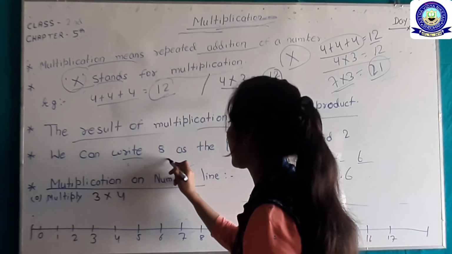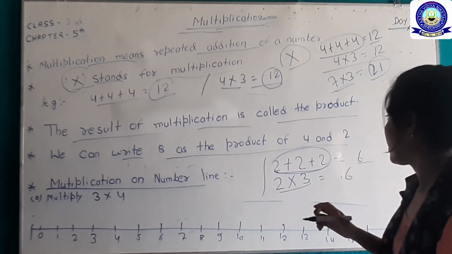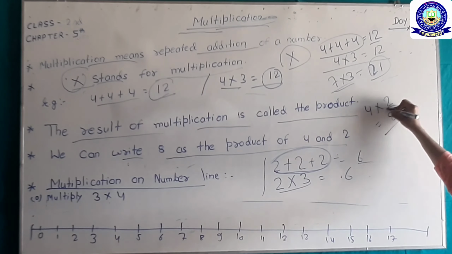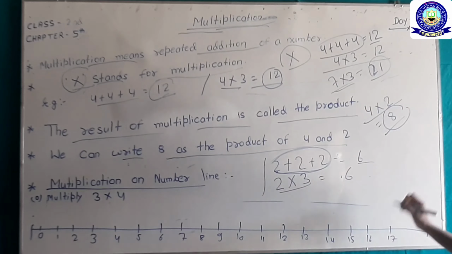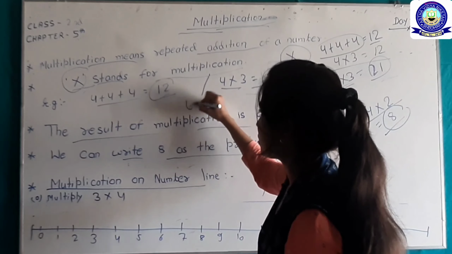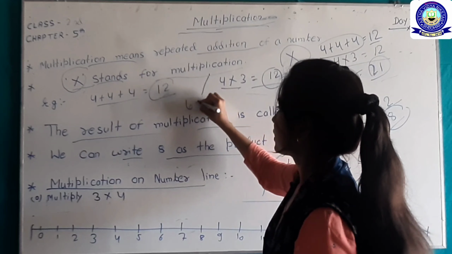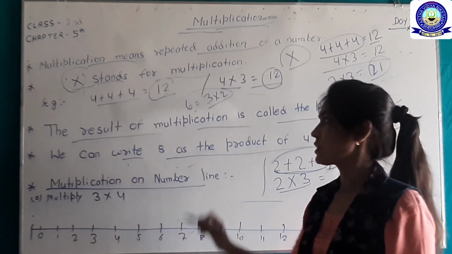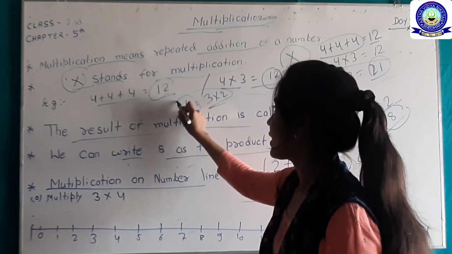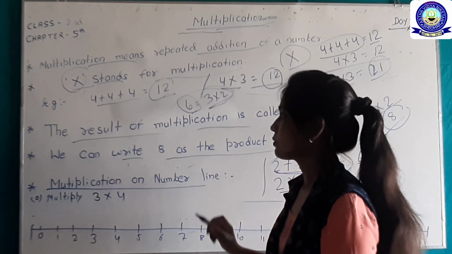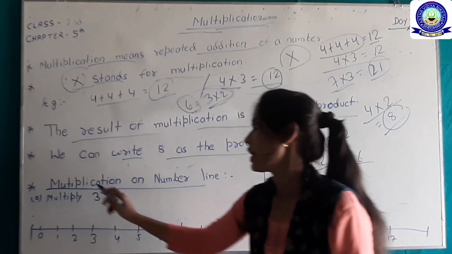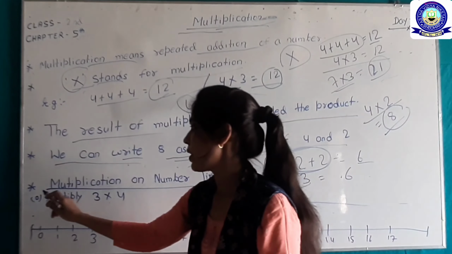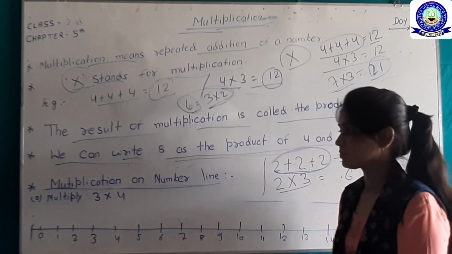We can write 8 as the product of 4 and 2. When we write 4 into 2, we get 8. So we can write 8 is the product of 4 and 2. Similarly, 3 into 2 we get 6, then we can say 6 is the product of 3 and 2. So when we find any value of two multiplied numbers, we call it their product. And next, multiplication on number line.